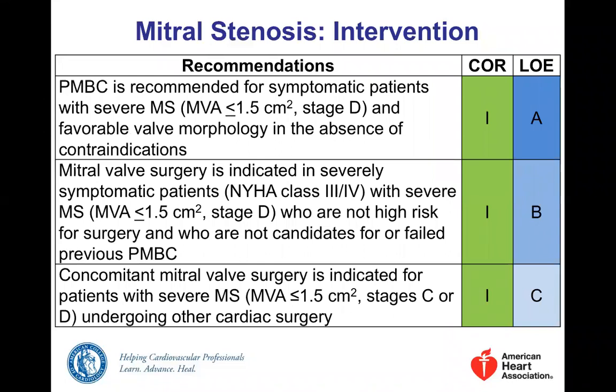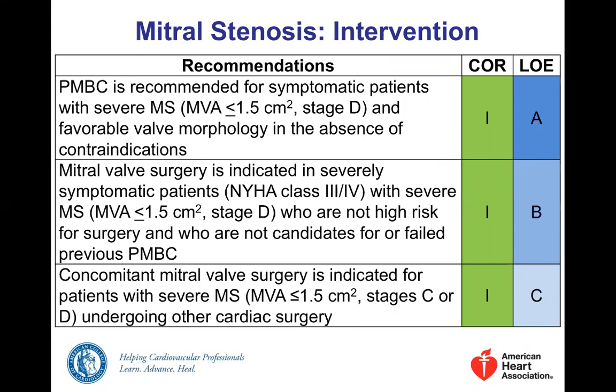For the intervention recommendations for mitral stenosis, percutaneous mitral balloon commissurotomy is recommended for symptomatic patients with severe mitral stenosis, mitral valve area less than 1.5 centimeter, stage D, which is symptomatic, and a favorable valve morphology in the absence of any contraindication. This is a class 1. Mitral valve surgery is indicated in severely symptomatic patients, NYHA class 3 or 4, with severe mitral stenosis, mitral valve area less than 1.5, stage D, who are not high risk for surgery and who are not candidates for or failed previous percutaneous balloon commissurotomy. This is also class 1.